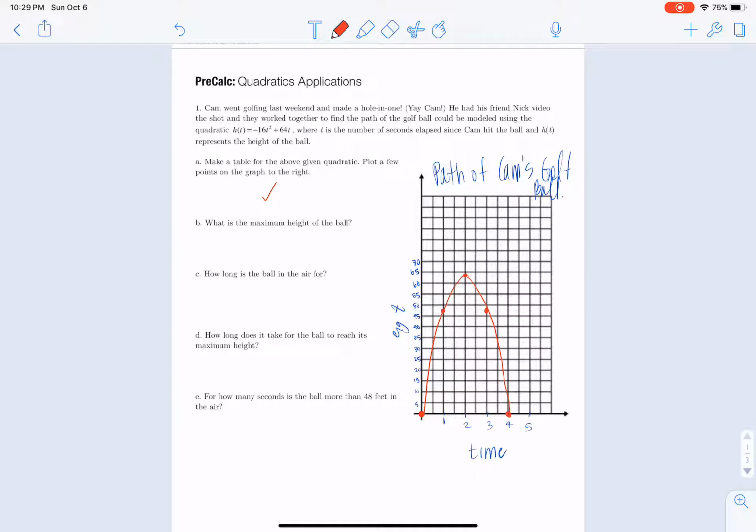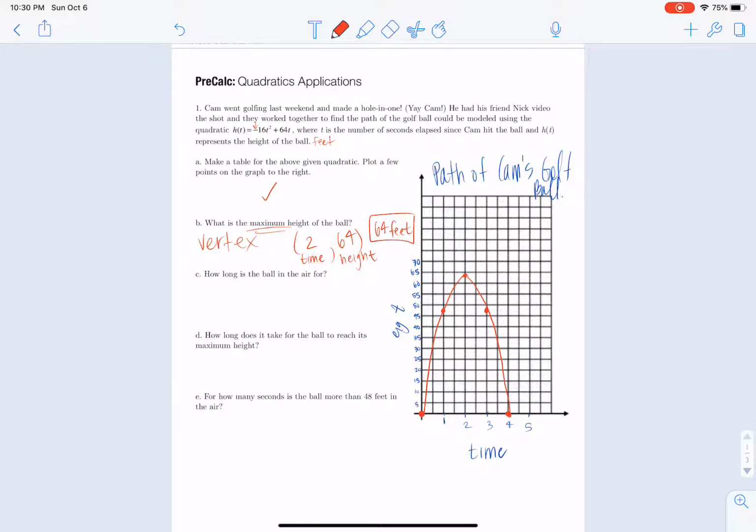The maximum height of the ball, seeing that this is a concave down parabola, is going to be my vertex. I have two coordinates to my vertex, and it looks like my vertex is (2, 64). So 2 is the time, and 64 is the height. So the maximum height of the ball is 64. Are we talking about feet here? Yes, I will say we are talking about feet. 64 feet is the maximum height of the ball here.